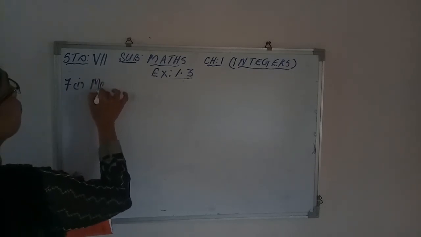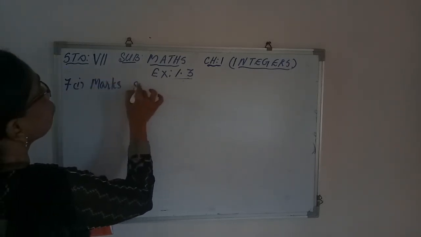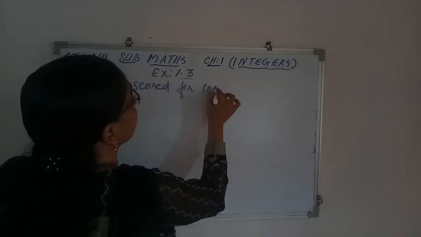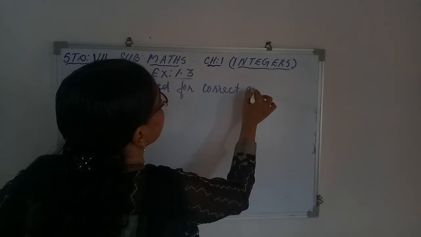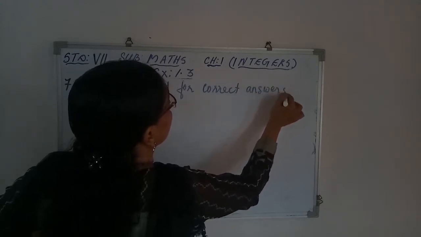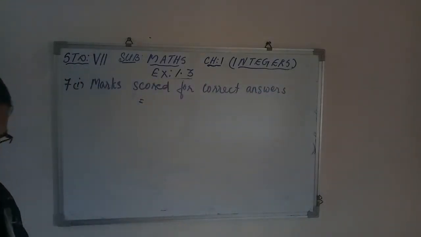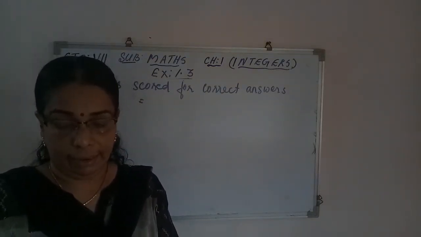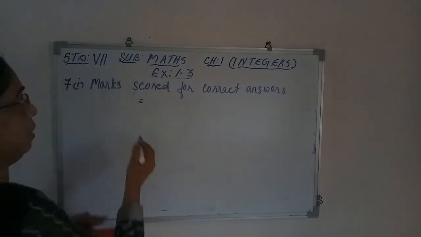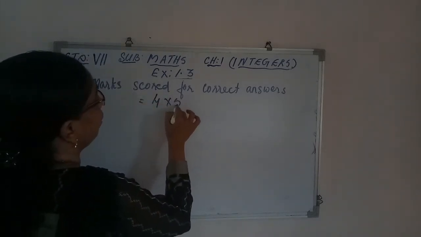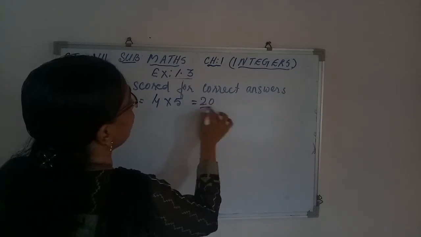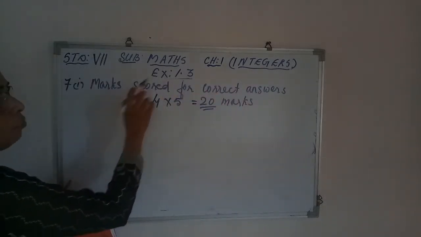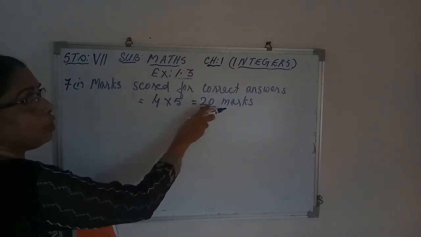Marks scored for correct answers. How many correct answers given by Mohan? Mohan has given 4 correct answers and each correct answer 5 points. So 4 into 5 will give you 20 marks. So marks scored by Mohan for correct answer, it is 20 marks.